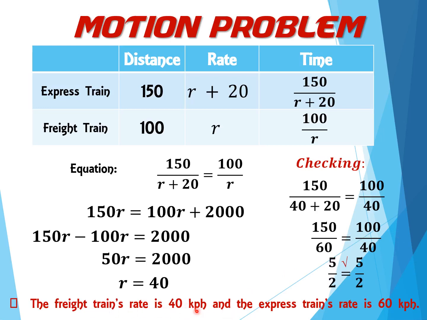So this is our final answer: the freight train's rate is 40 kilometers per hour, and the express train's rate is 60 kilometers per hour.